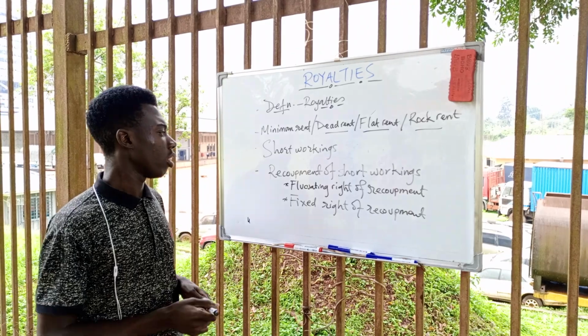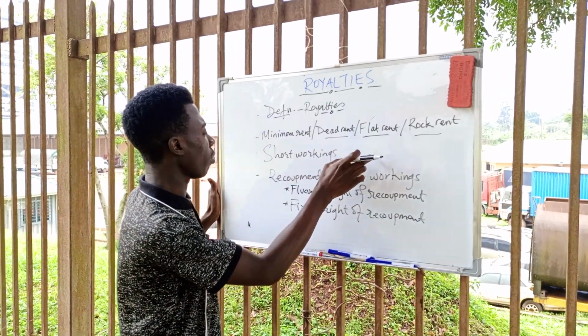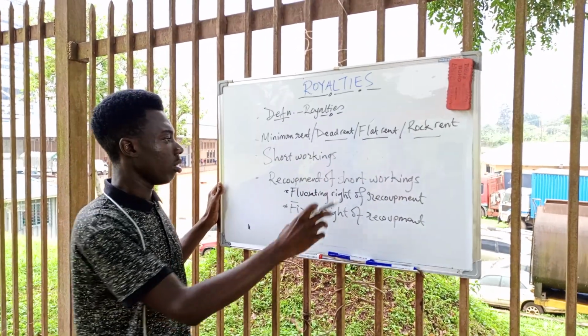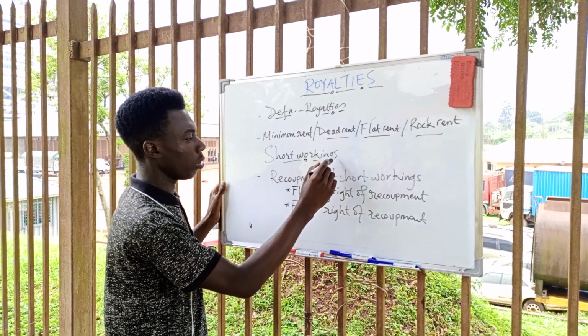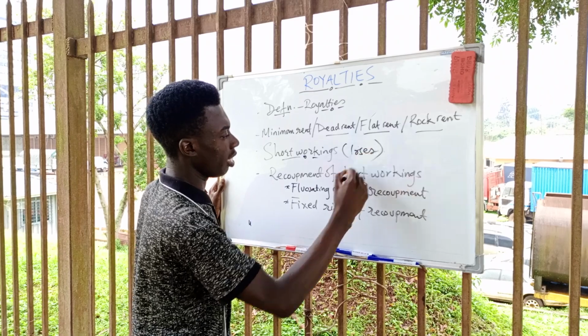Then short workings, these are the excess of the minimum rent over the royalty. As long as the minimum rent is above the royalty, that excess is what we call short workings, which you can take as zero losses maybe if you are the lessee.